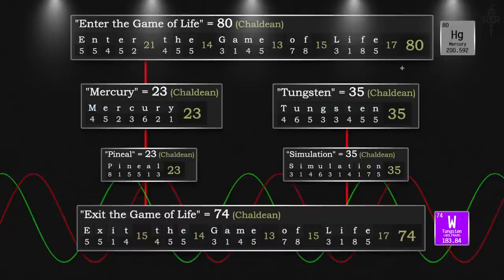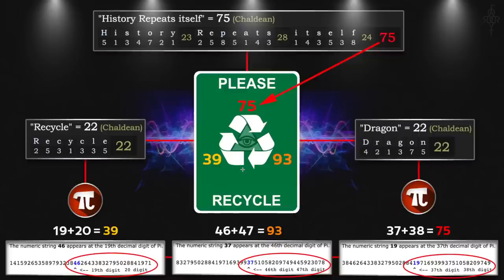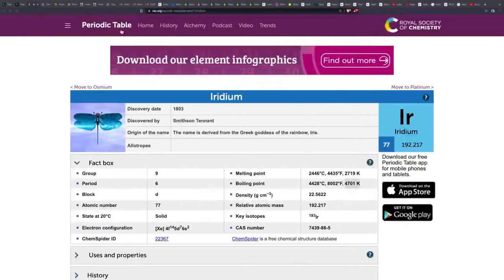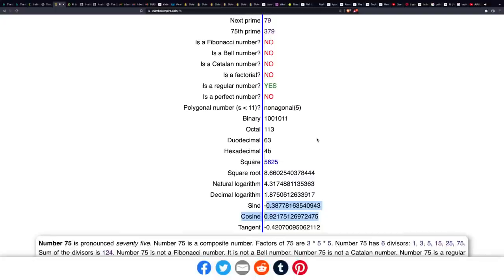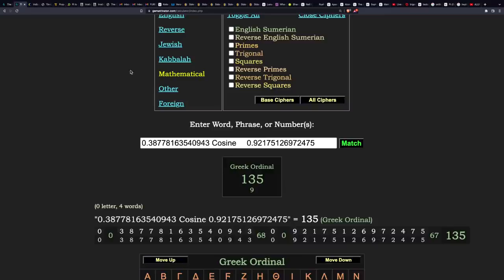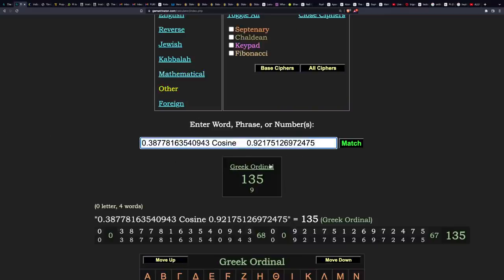This is how numerology works on the most basic levels. But the 80 and 74 are the numbers of the enter and exit. Even the enter is 21, exit is 15. You can decode these as well. Let's go back to the 75 here. And let's look at this on a deeper level. So we copy and paste this here and we get the 135 with history repeats itself being the number 75.